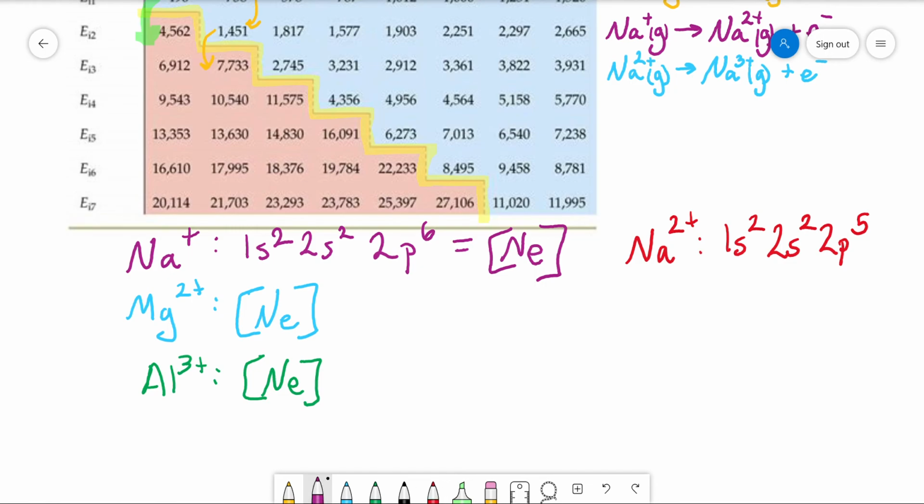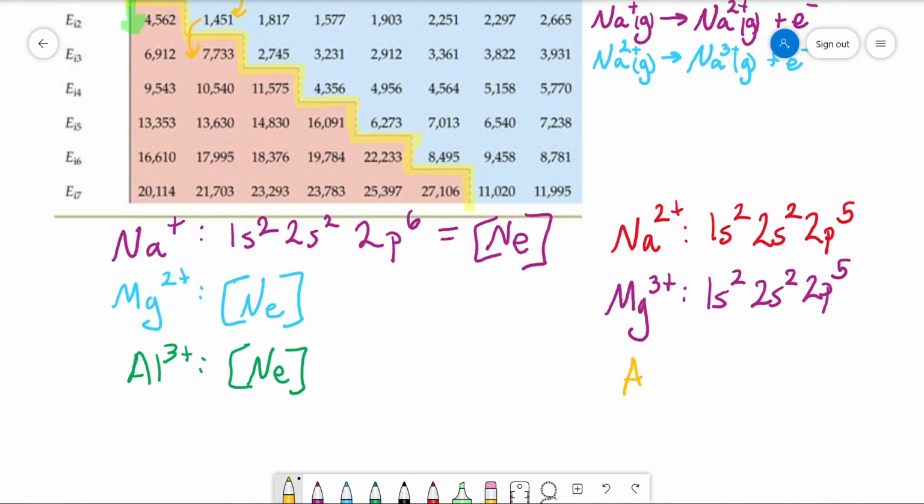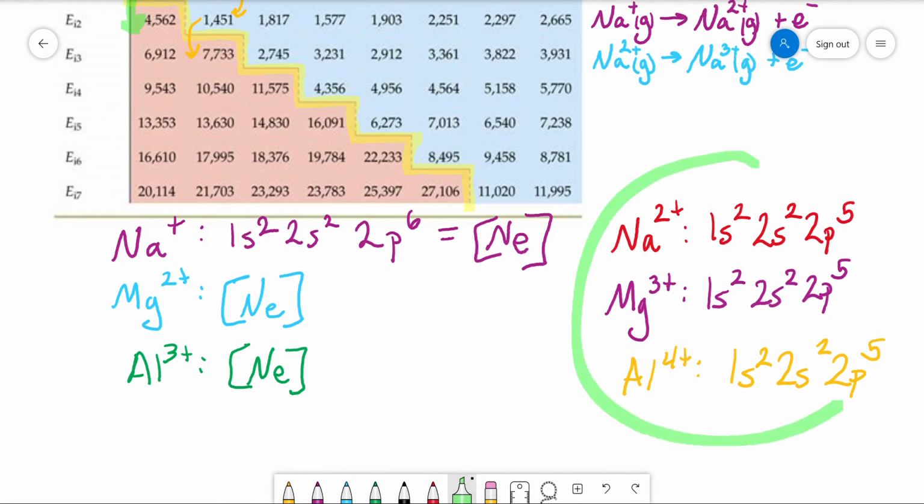And magnesium 3+, 1s2, 2s2, 2p5. And guess what it is for aluminum 4+? 1s2, 2s2, 2p5. So they don't want to form these. These are bad. These are hard to form. So it takes a lot more energy to form them. Okay, that's the take-home message here.